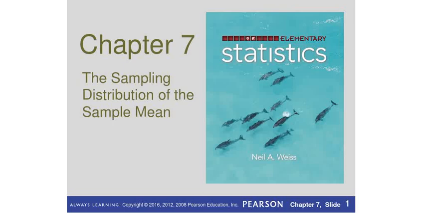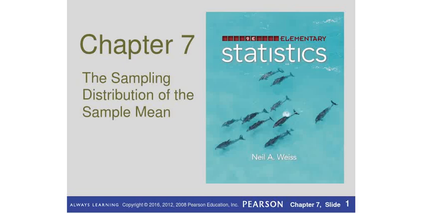Hello everybody, welcome to Chapter 7 on the sampling distribution of the sample mean. This section is really a continuation of what we did in Chapter 6, talking about the normal distribution. The difference in this case is that we're now taking what we've learned from our probability in Chapter 5 and the normal distribution and probabilities in Chapter 6 and talking about distributions of samples.